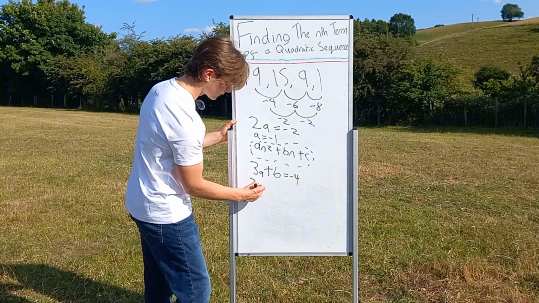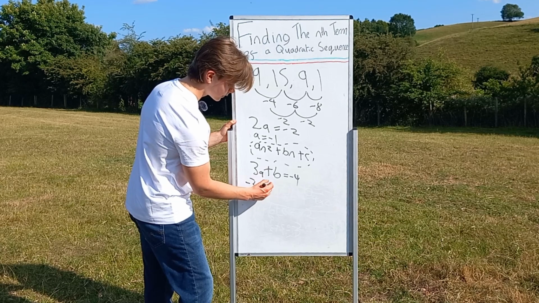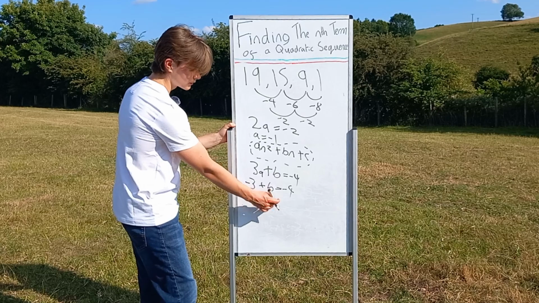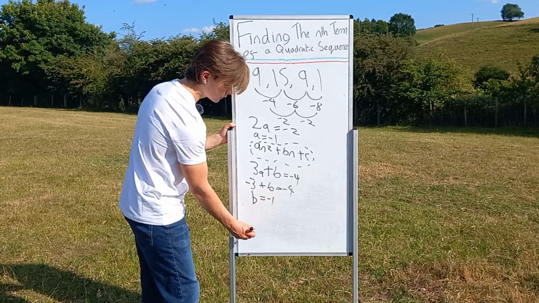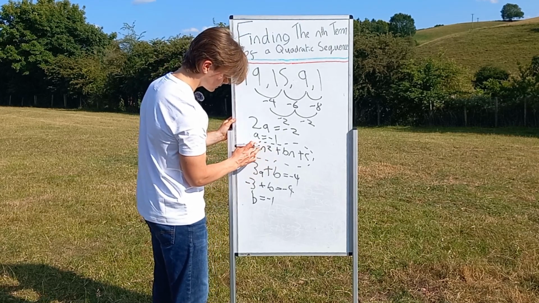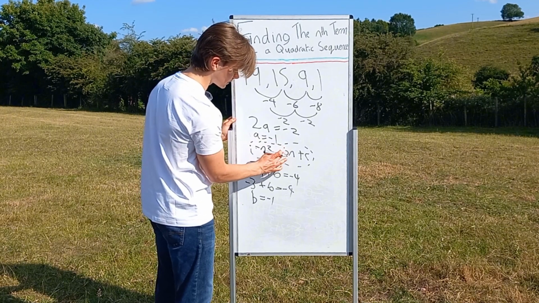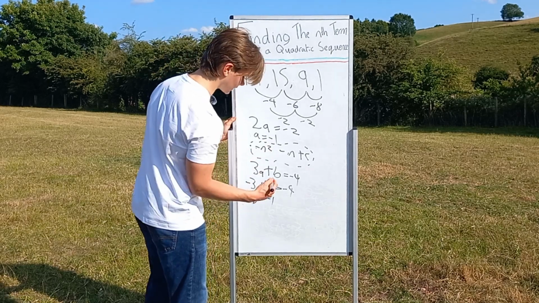So we're going to say that 3 times minus 1, which I'll just write as minus 3, plus b equals minus 4. So if I add 3 to both sides to find the value of b, we'll get that b equals minus 1. So then I can replace the a right here with minus 1 and replace the b with minus 1. And all we've got left again is just to find c.